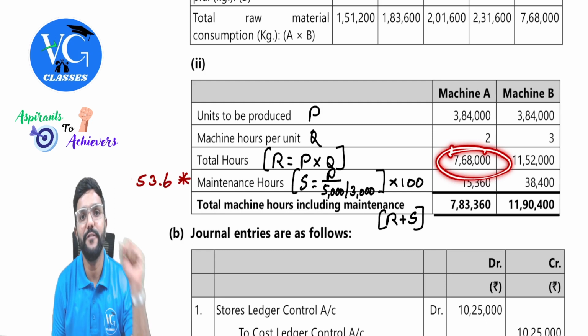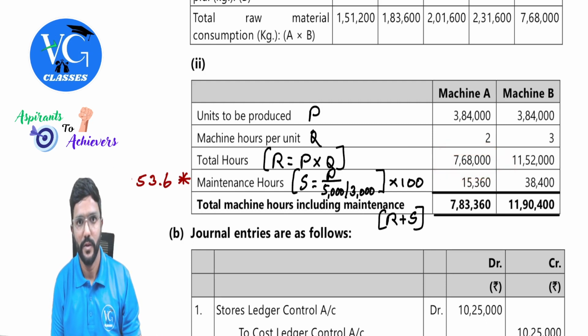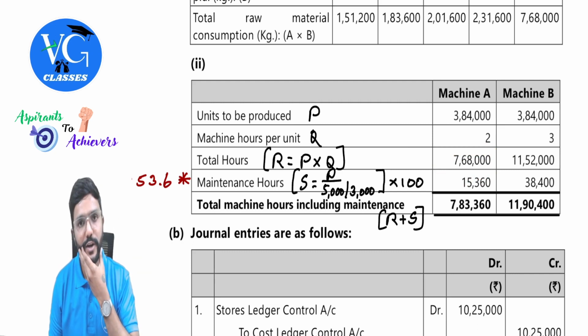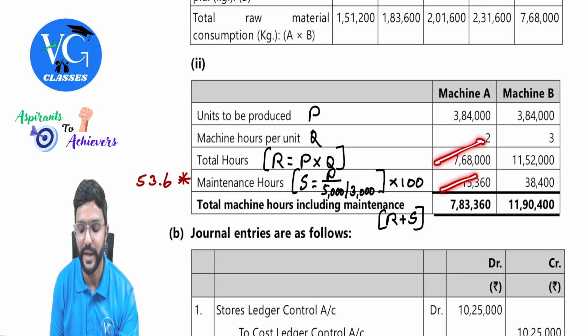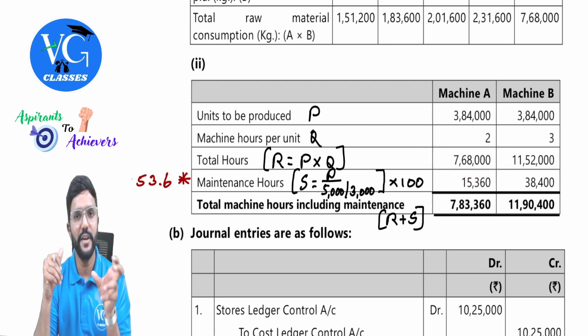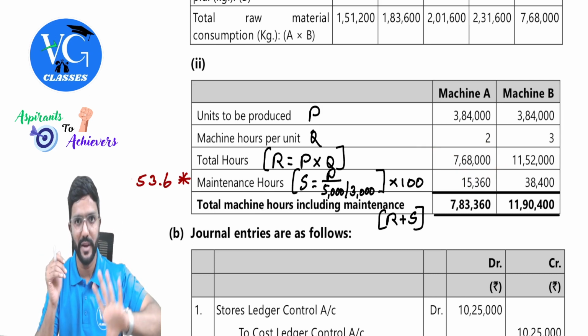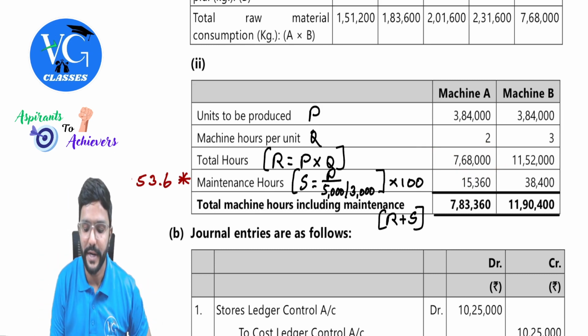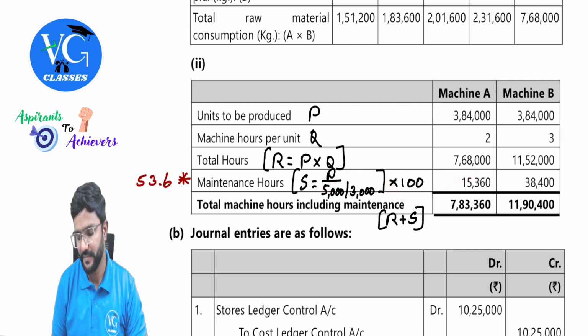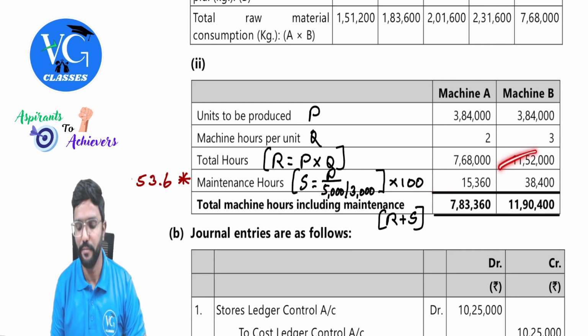7,68,000 divided by 5,000, you do. So that many times maintenance we need to do. For how many hours? Into 100. I will show you again. 7,68,000 total productive hours divided by 5,000, because for every 5,000 hours we need to do maintenance, into 100, because it is 100 hours of maintenance. We get 15,360. There is something to be explained here. I will take care of that later. Then coming to machine B.